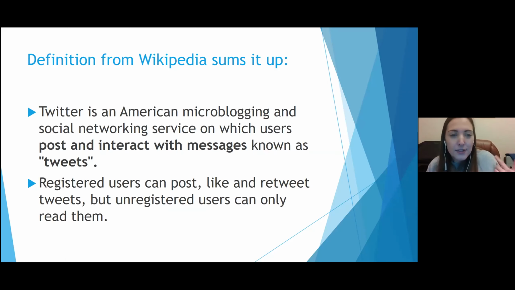So I thought the definition from Wikipedia actually summed it up really nicely. Twitter is an American microblogging and social networking service on which users post and interact with messages known as tweets. Registered users can post, like, retweet tweets, and I'll explain what all of those mean, but unregistered users can only read them. The name Twitter really refers to small bursts of inconsequential information, like chirps of birds. So that's where the name comes from. It's just conversations happening.